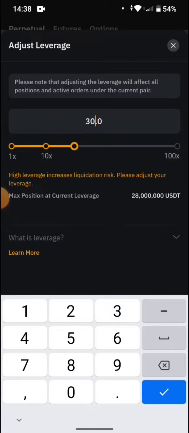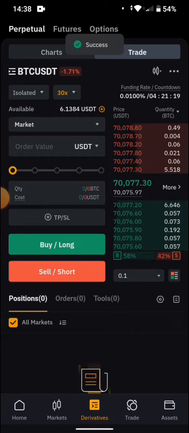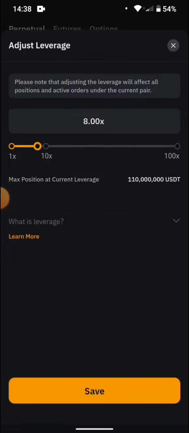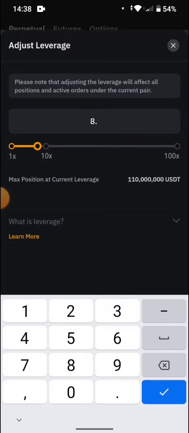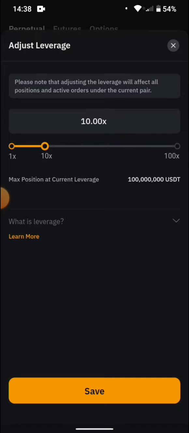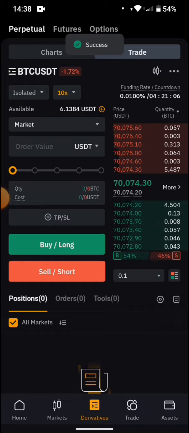Let's say you want to do 30, you can just do 30. But if you are a beginner, I will advise you to keep your leverage at 1 to 10 at least, because the higher the leverage, the higher the risk. So I'll keep mine as 10. This basically means whatever money you are putting, you are just going to multiply by the leverage.